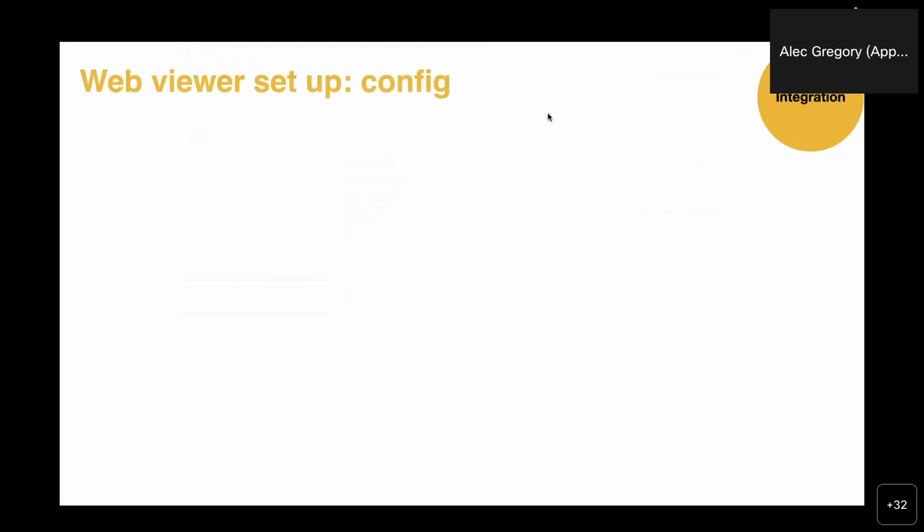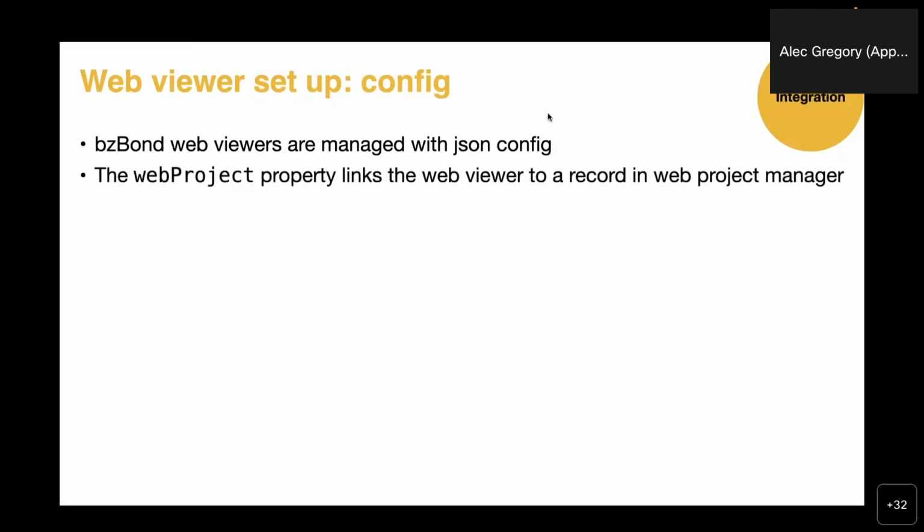Okay, so we have our web viewers, or at least I've told you we have them. We have our web projects, you've seen those. How do the two get linked together? How do we get that web project code into our web viewer? We do it with config. Config is JSON based, and within the config for a web viewer, there is a web project property which links a web viewer to a web project in the web project manager.